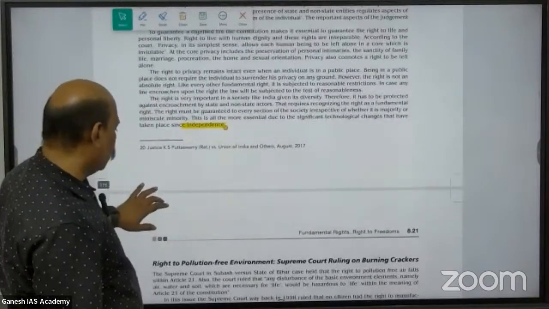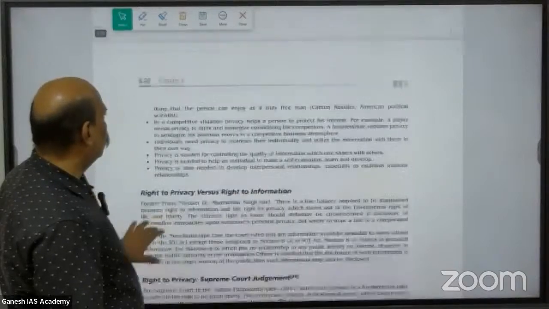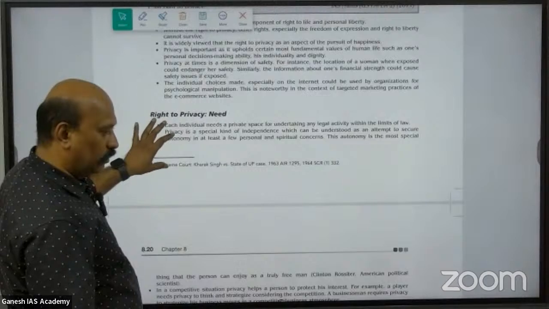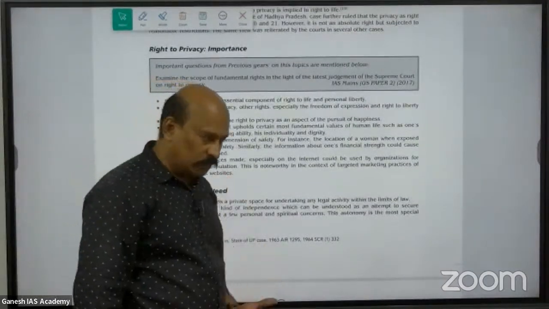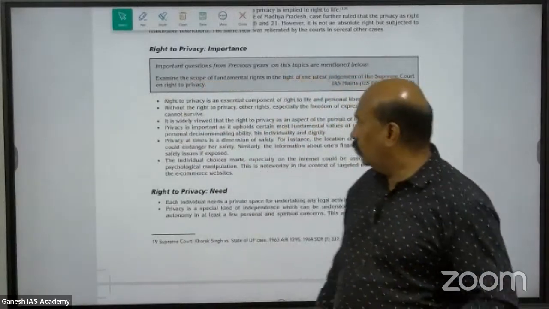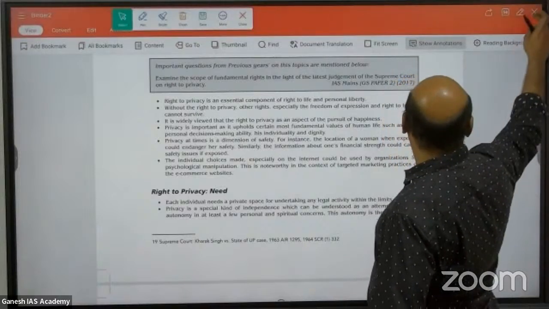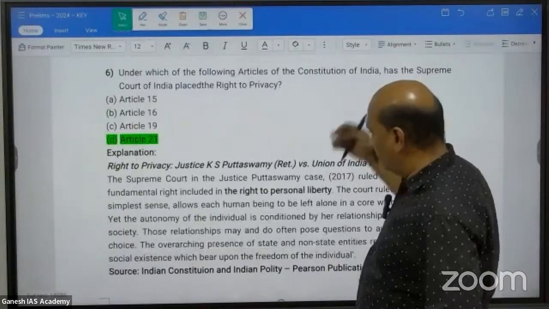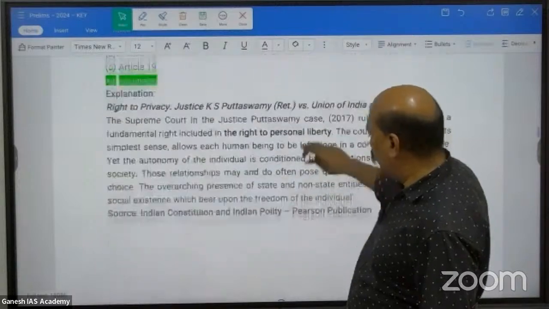And there are certain other things: why do you need the right to privacy? What is the need for it? Why must the right to privacy be given as a fundamental right? How does it comprise a kind of important fundamental right? Those are all things we have to discuss, fine, we'll discuss that later. But the answer for this question is Article 21. Now, coming to the next question.